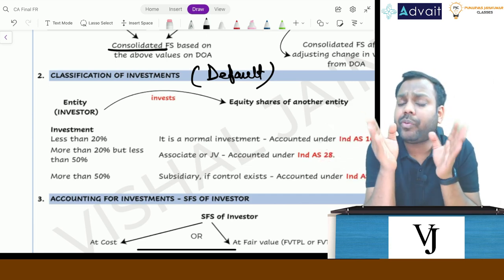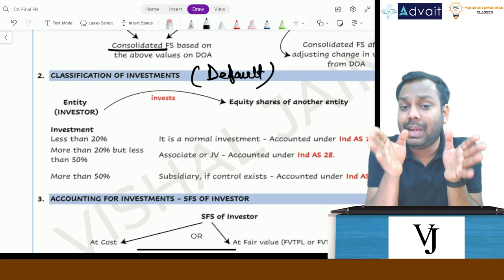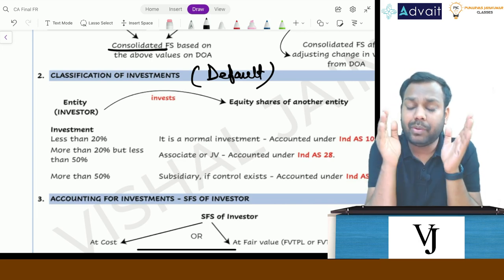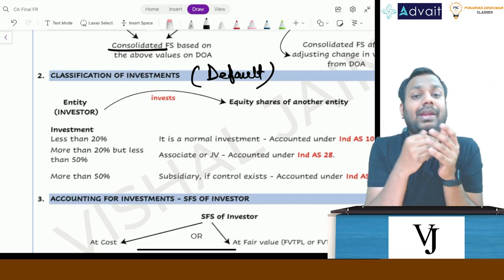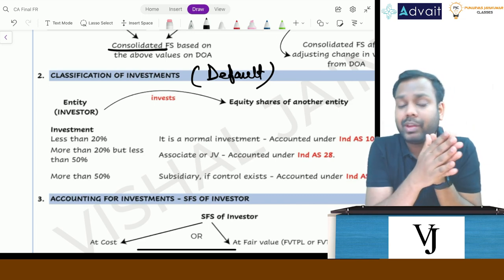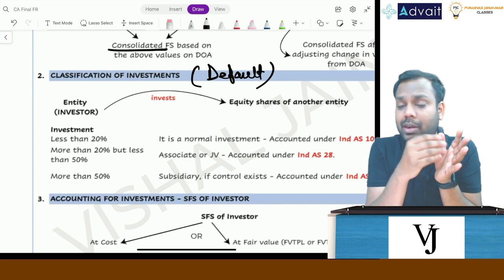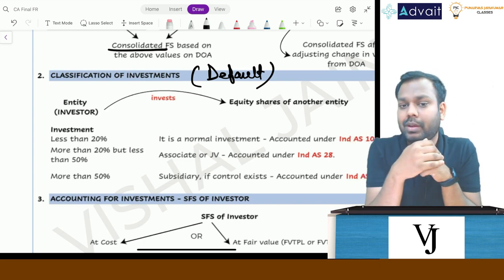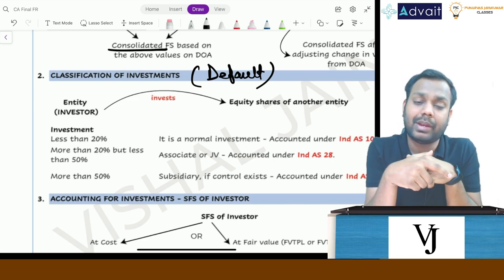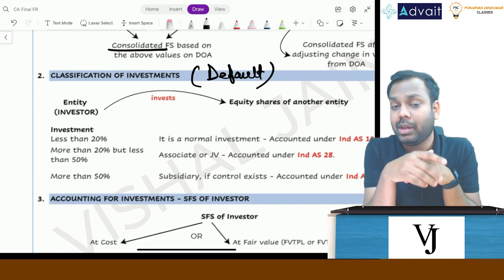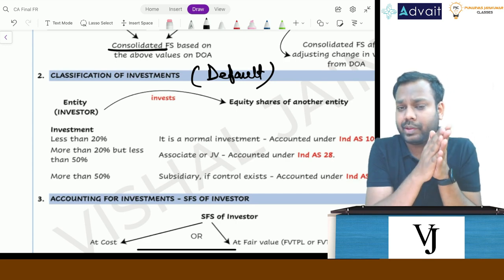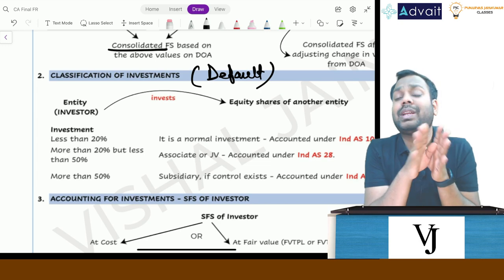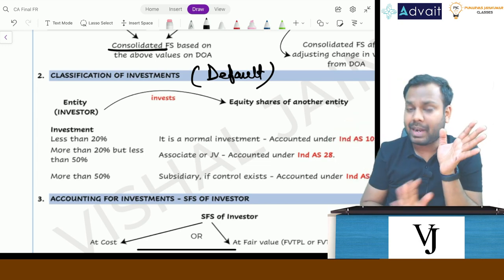If it is between 20 to 50, it can be an associate or a joint venture, and we have to apply Ind AS 28 and do the accounting accordingly. If it is more than 50, we call it a subsidiary, assuming there is a control. So that's the default classification. Sir, what is the otherwise classification? Okay, let me tell you. If the question is silent, you have to apply default classification.